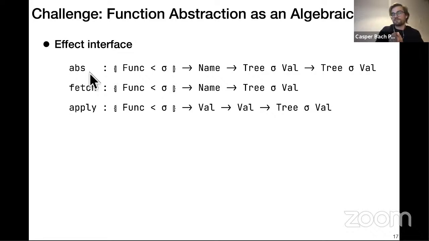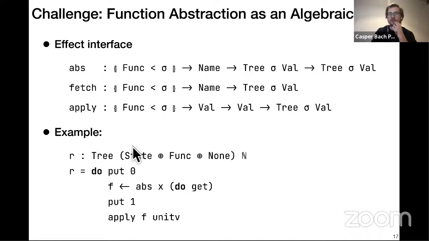So here I have the abs operation from before, which takes a name and a computation as the body of the function, and it constructs the computation which returns a value. The value that it returns should be a closure value representing the function that we've constructed. Then we have a fetch operation for just looking up a variable. We have the apply for, well, applying a function.